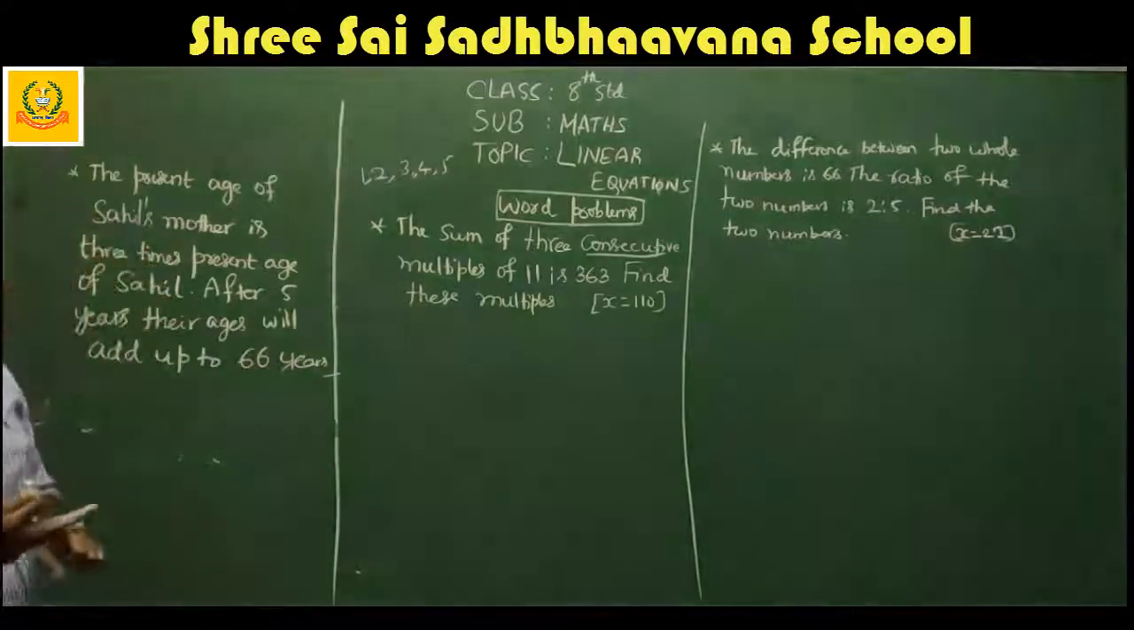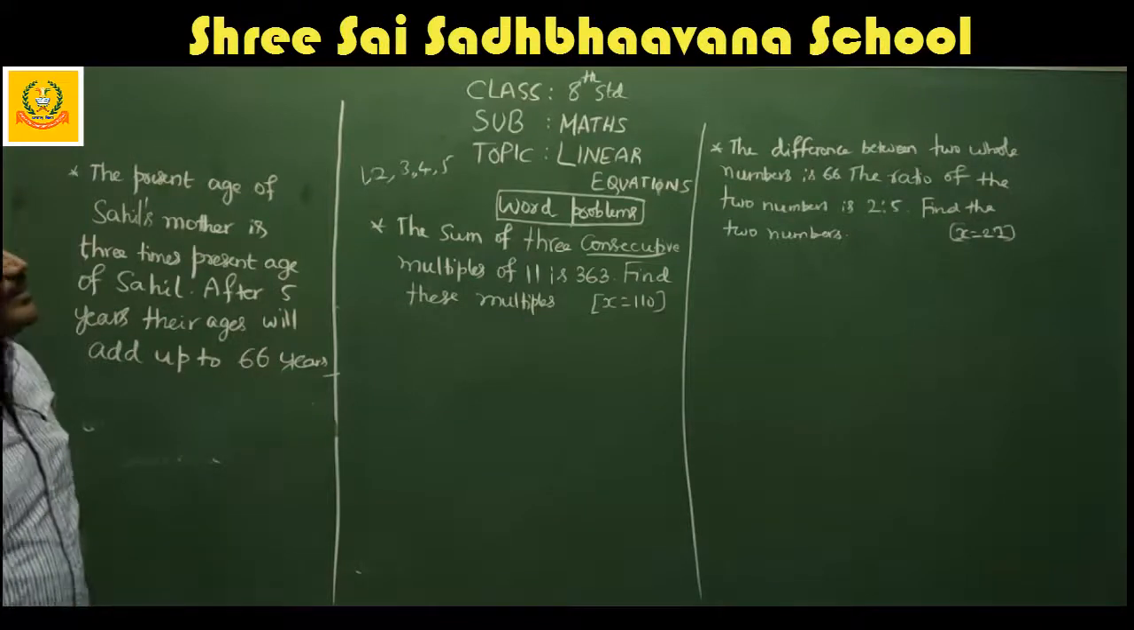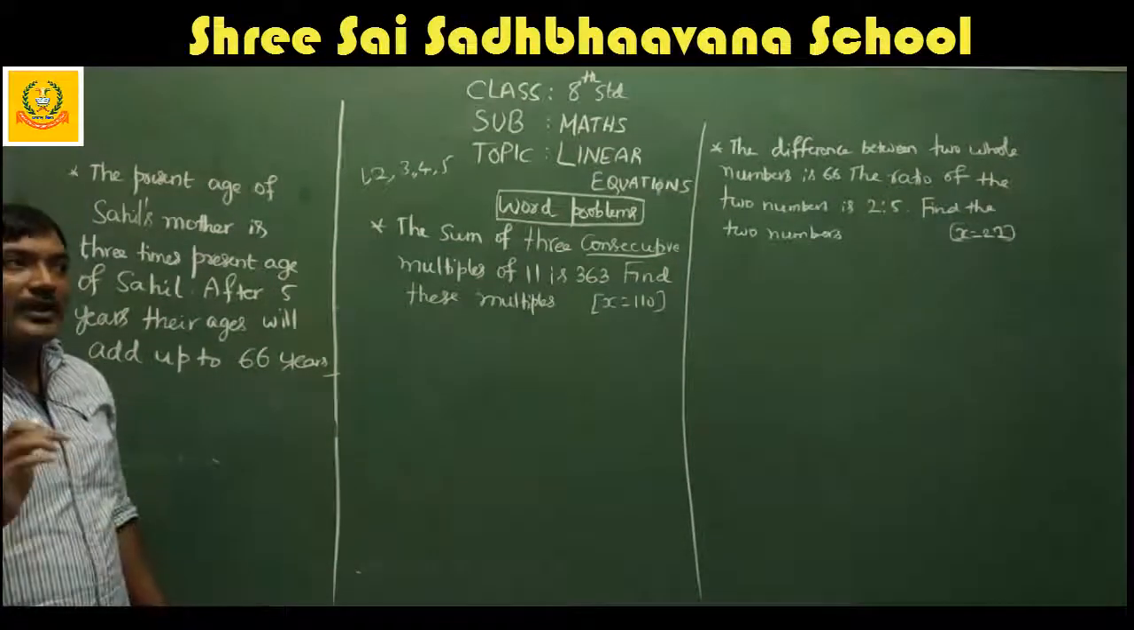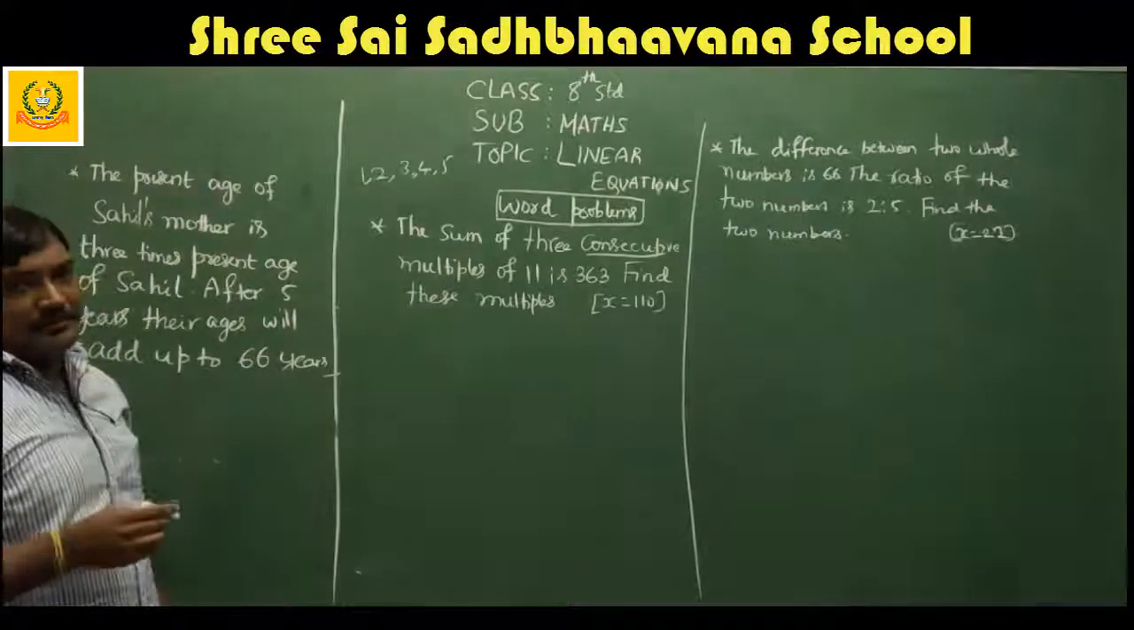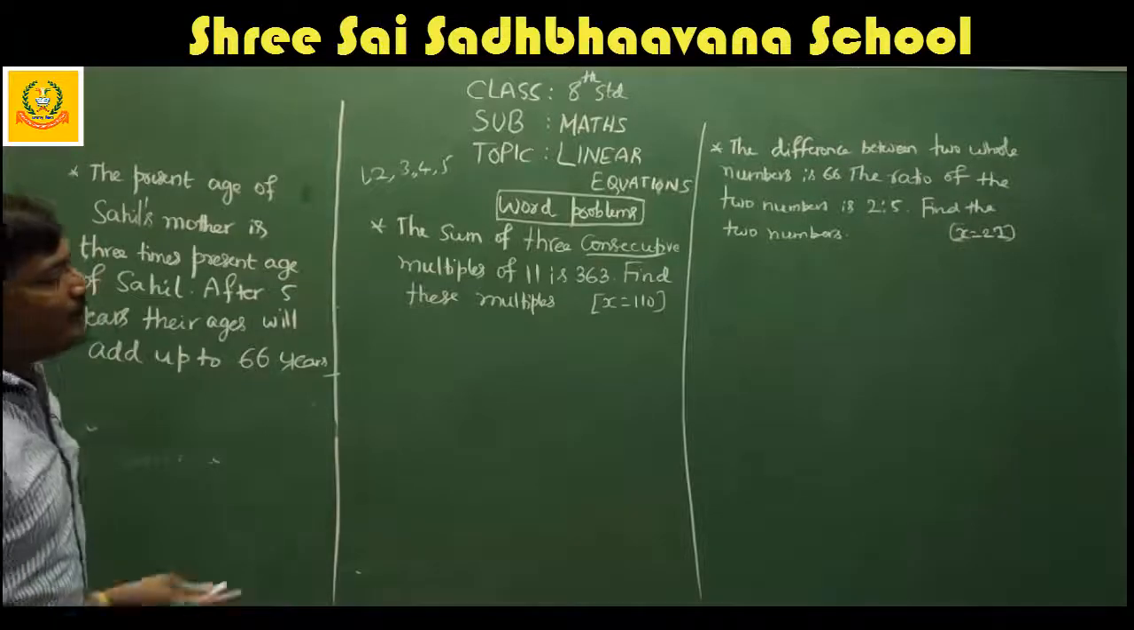So we can say 2 and 3 are consecutive. Means immediately after 2 you will get 3 and immediately after 3 you will get 4. So these are called consecutives. One thing, consecutive multiples of 11 they are asking. Let me give an example.